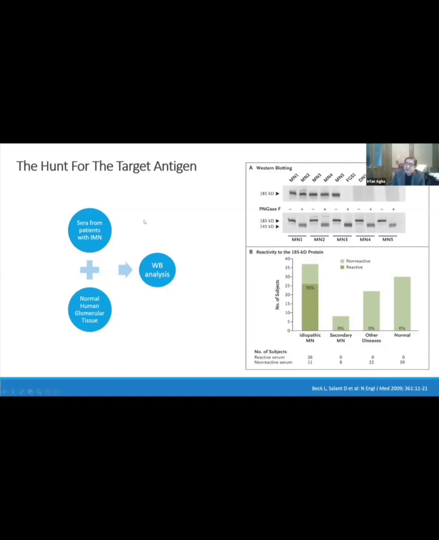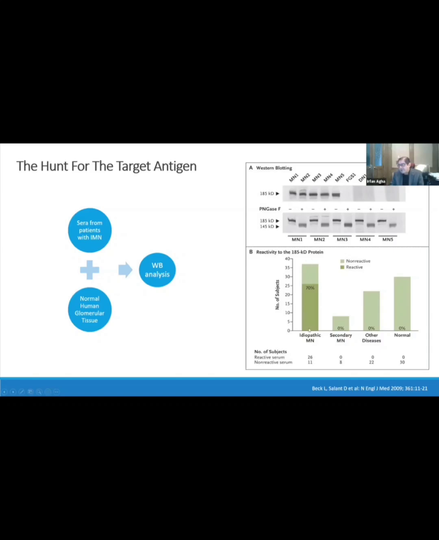They also took sera from patients who didn't have membranous nephropathy, so somebody with FSGS or diabetes or SLE, and all these patients had no reactivity. So clearly, in the sera of patients with idiopathic membranous nephropathy, there was an antibody which was reacting in the 185 kilodalton band range. I would ignore this. This is PNGase F. This is an enzyme called peptide N-glycosidase F, which causes a substantial shift in the location of these complexes, indicating that this protein is heavily glycosylated.